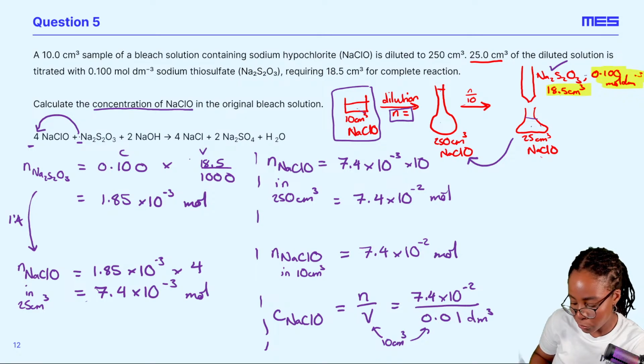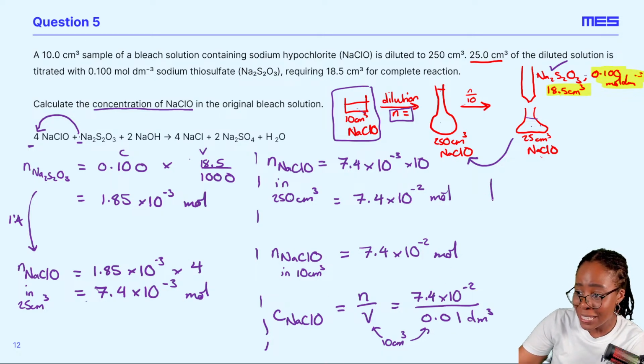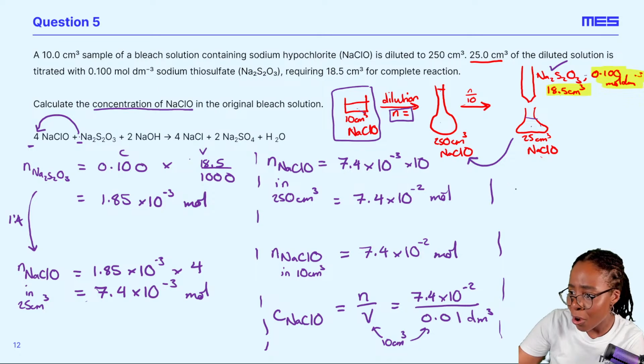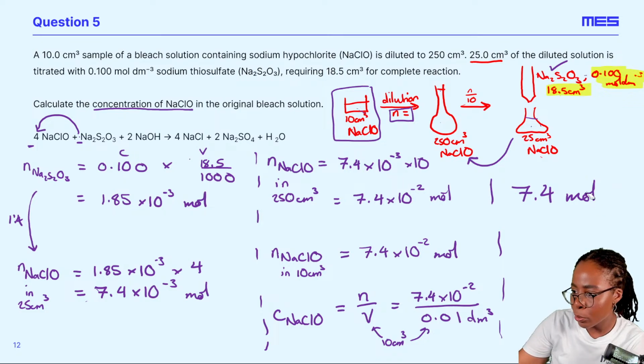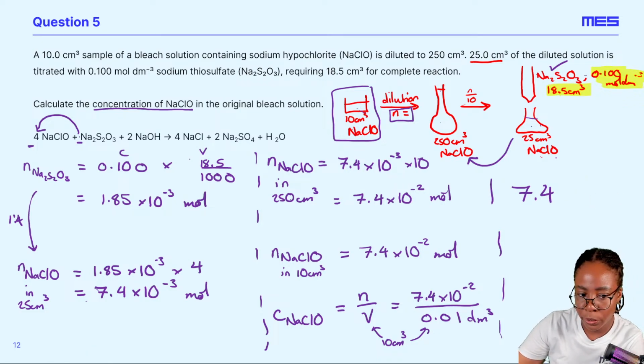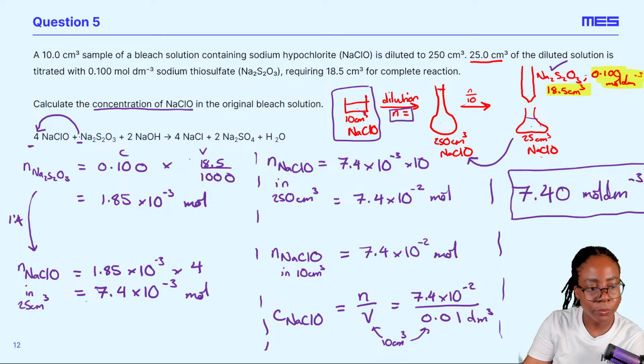If anyone's got the answer already, by all means, tell me. That's really 7.4 moles per decimeter cubed. That sounds dangerous. Oh dear. Oh, that's not enough significant figures. 7.40 is more appropriate as our final answer.